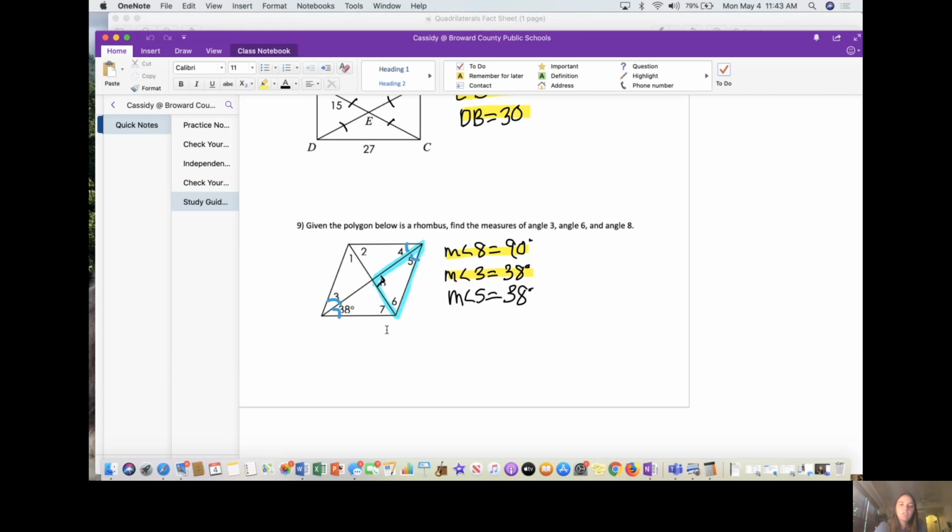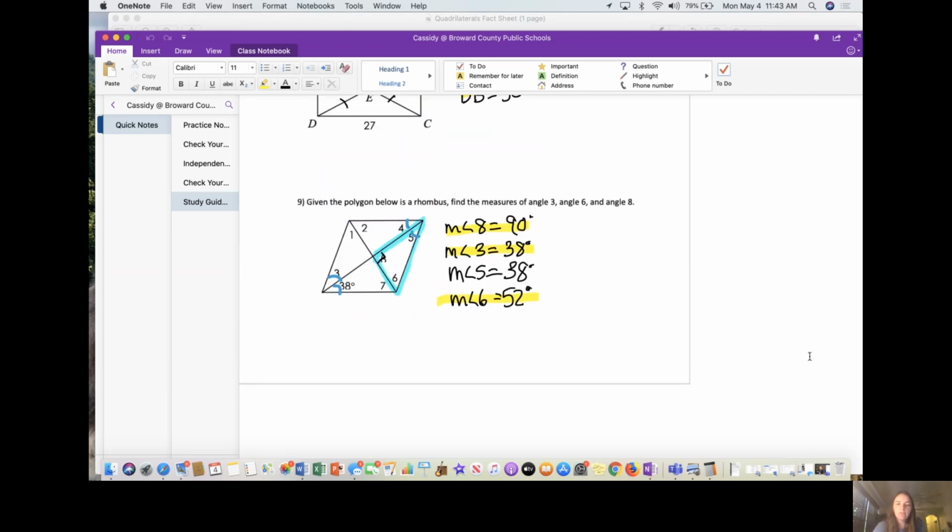All right, and just so you know, angle 1, angle 2, angle 7, and angle 6 are all 52 degrees. Angle 3, 4, and 5 are all 38 degrees. And if they had numbers for all of these angles here in the center, they're all 90 degrees. All right, so that's the last of the study guide.